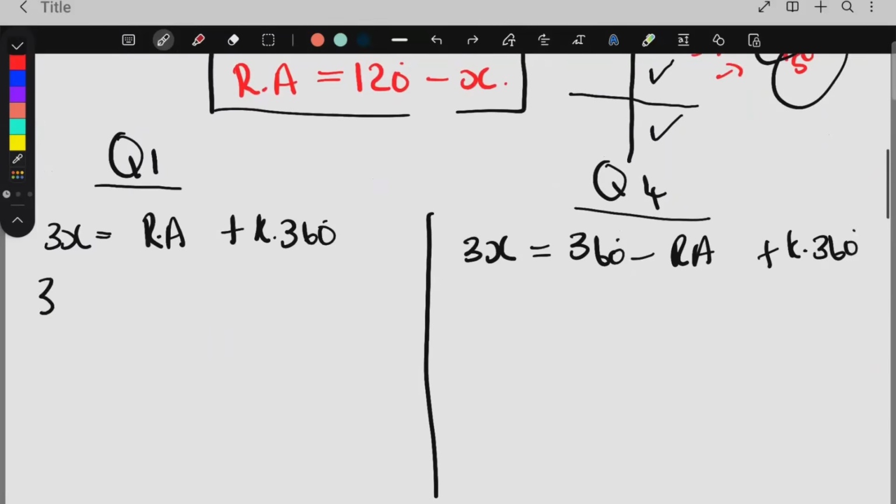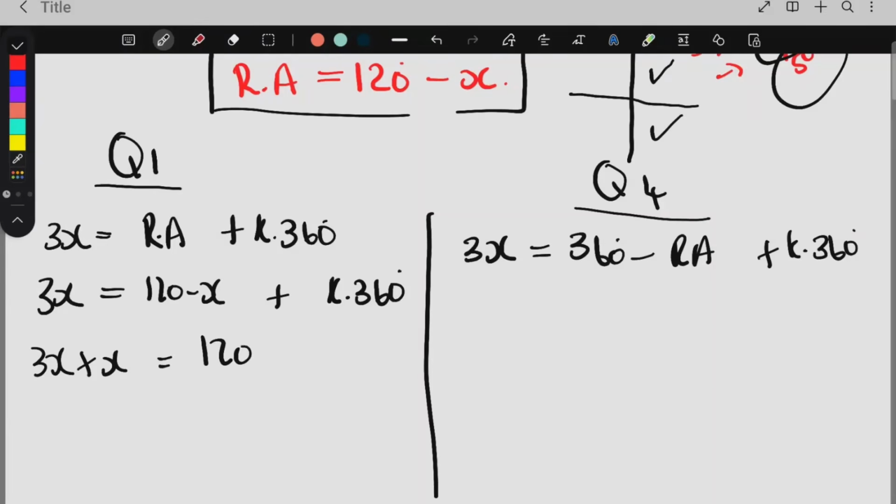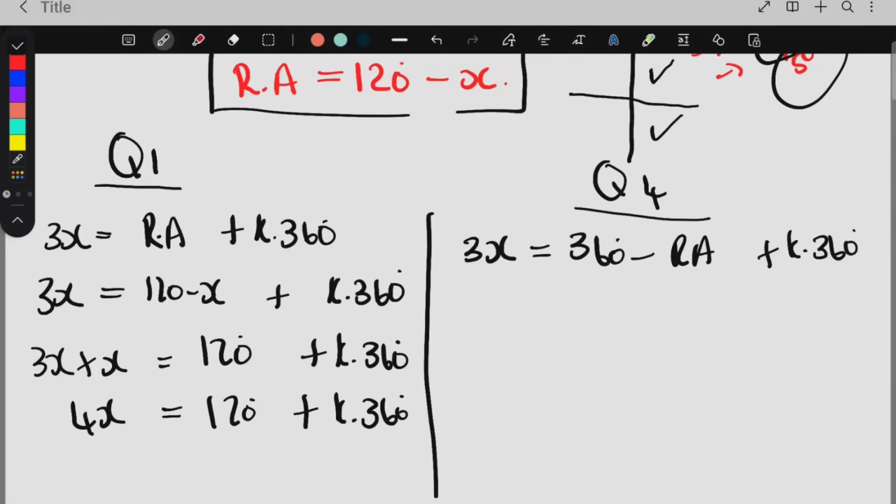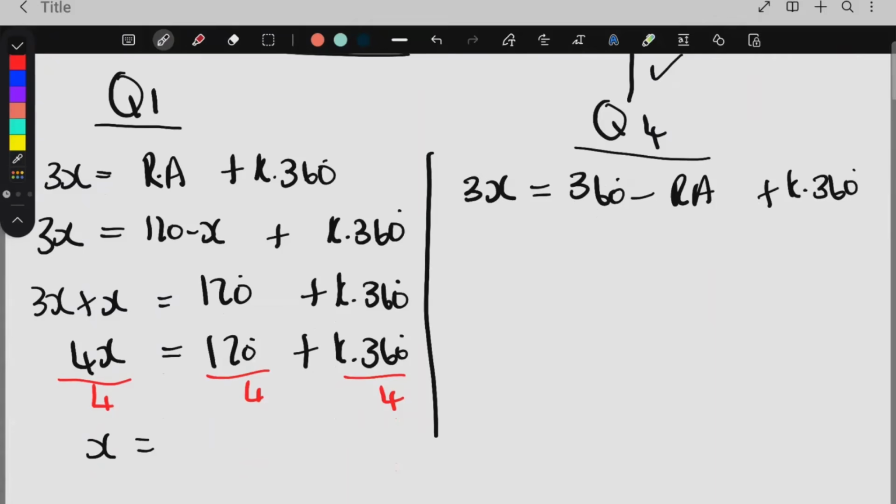In quadrant 1, I say 3x is equal to the reference angle plus k360. I take the negative x over, so it becomes a plus x. And this is 120 plus k360. This is now 4x is equal to 120 plus k360. And then I divide by 4. Divide everything by 4. I get x to be 30 plus k90. So that's the solution for quadrant 1.